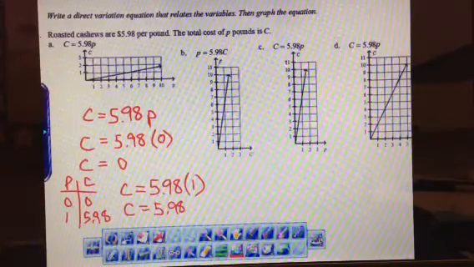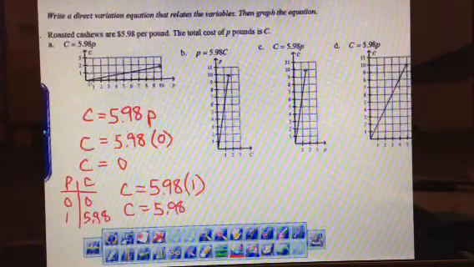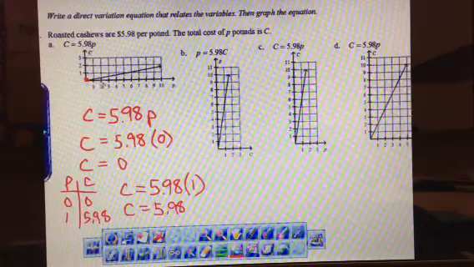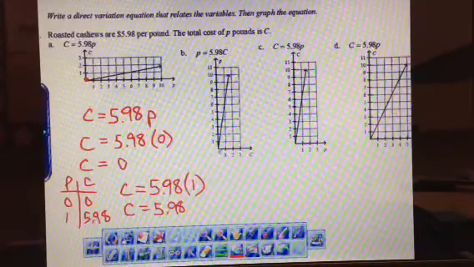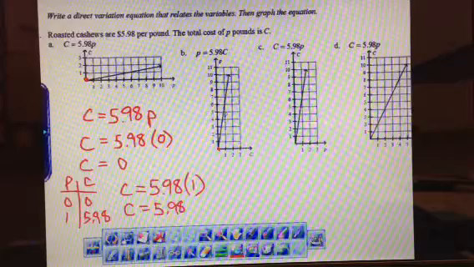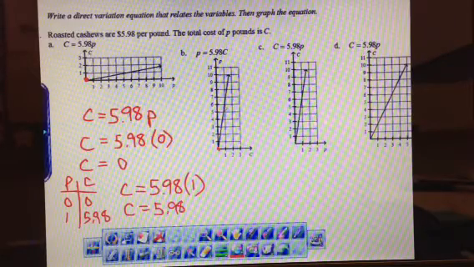Now when we go to graph these, we should have a point 0, 0, and a point 1, 5.98. So obviously the first choice A is not it. If we go to B, we should have still again the point 0, 0 and the point 1, 5.98, or just about 6.